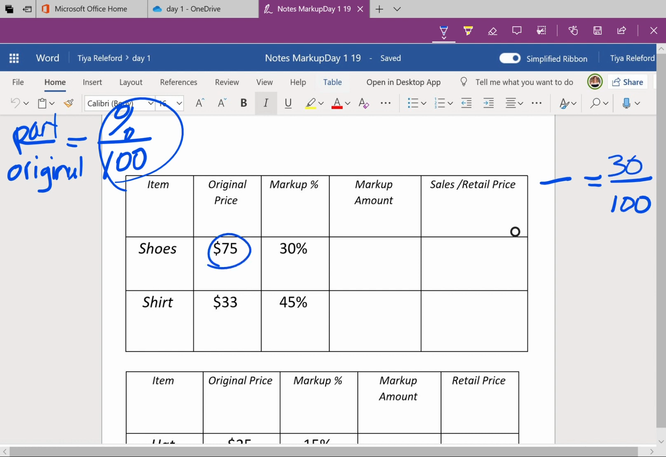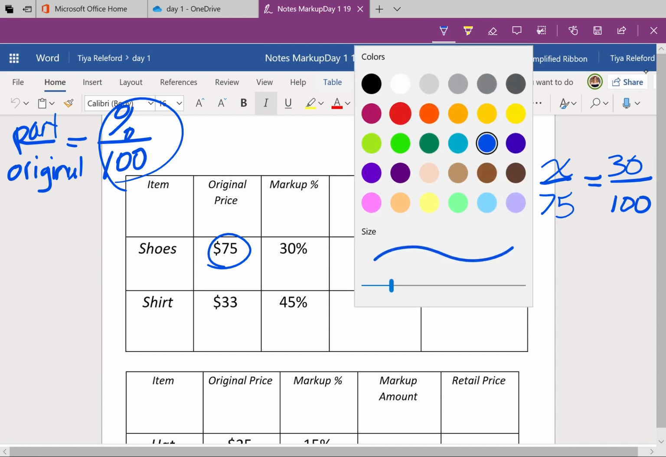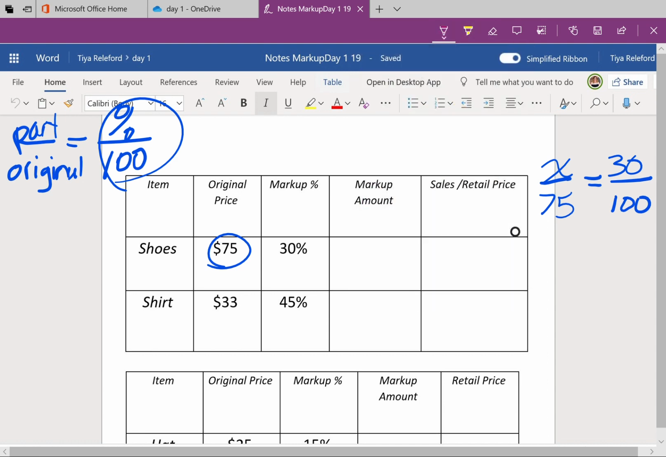Now your $75, is that the original price or is that the 30%? Right? It's the original price. So you're going to solve this proportion. Now, if you already are good at solving proportions, I am asking you to fast forward because you don't need to listen to me. But if you're still struggling a little bit, go ahead and work it out with me.